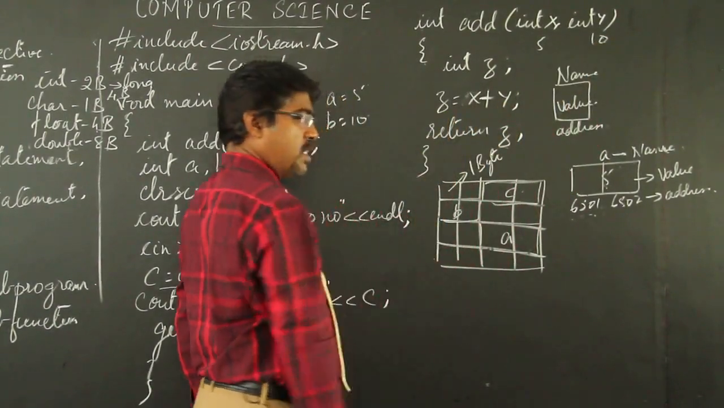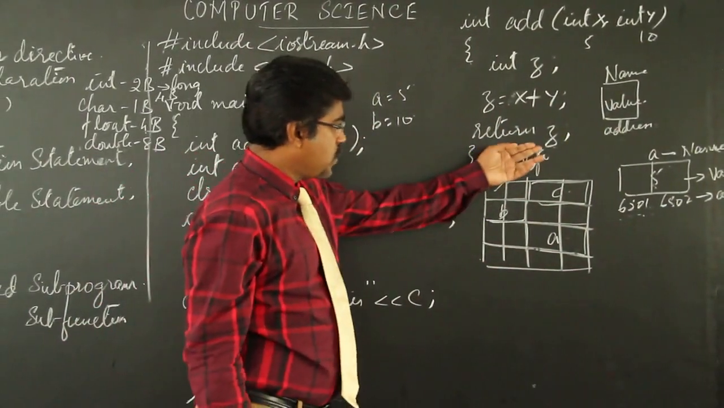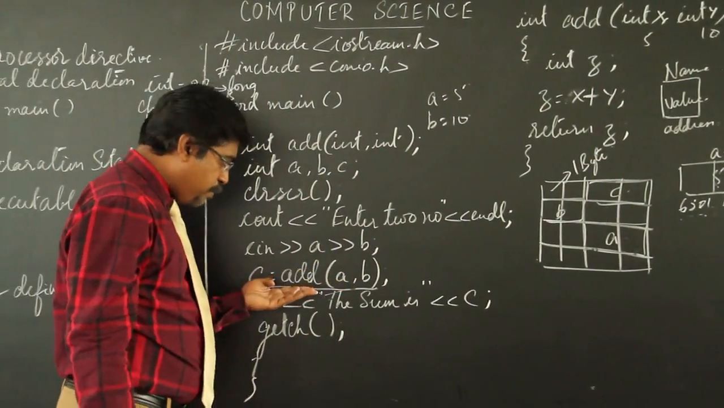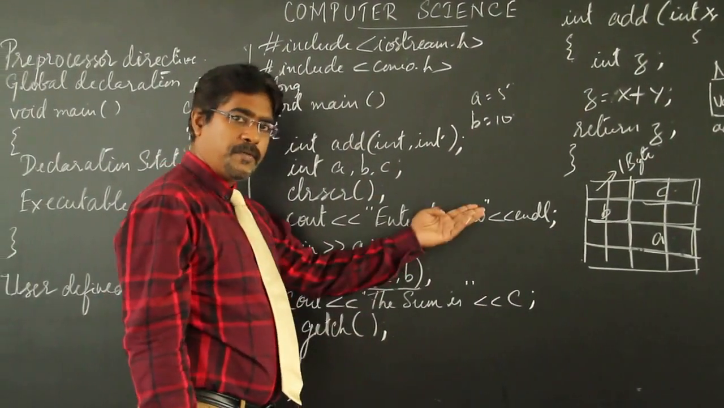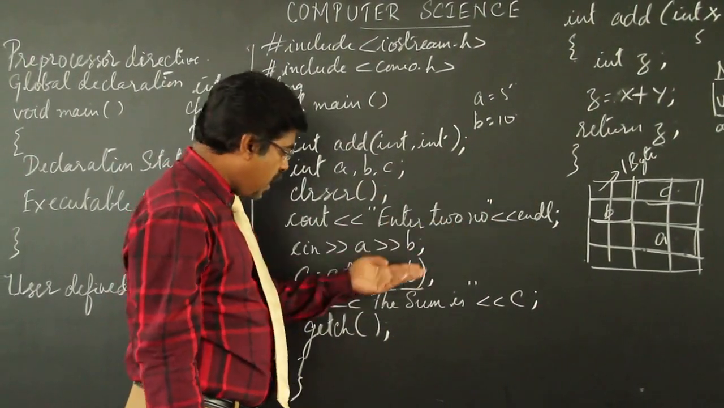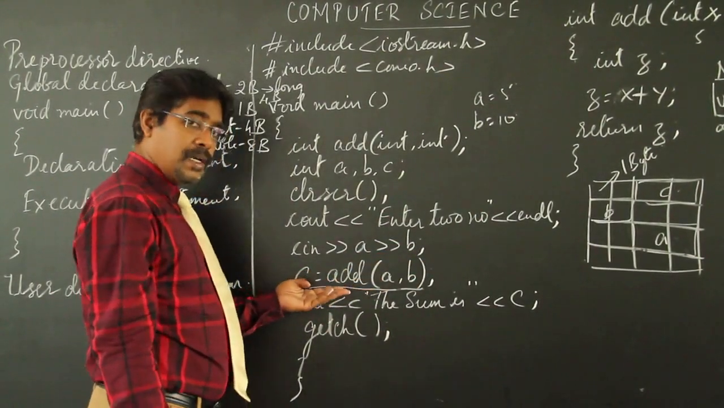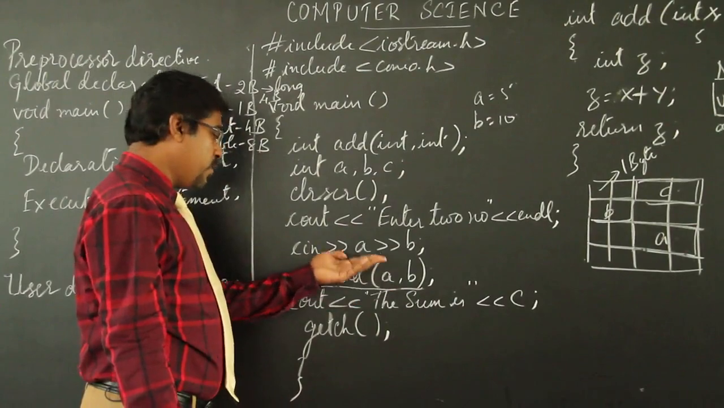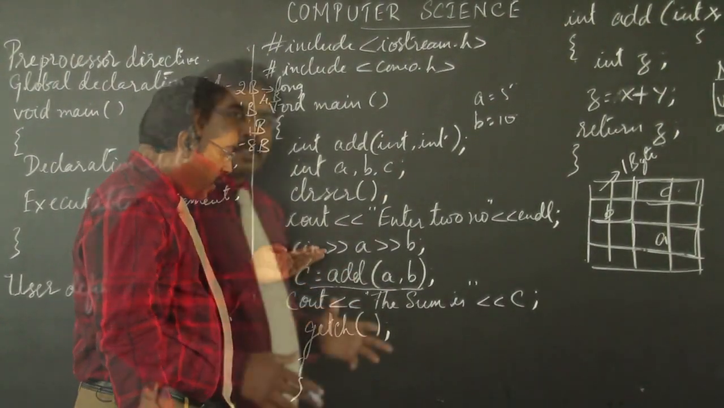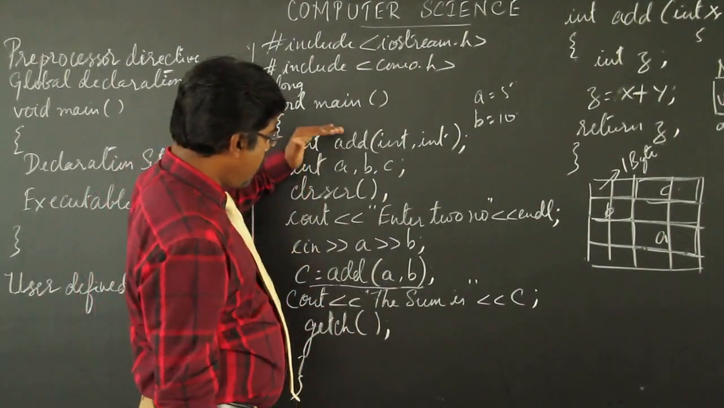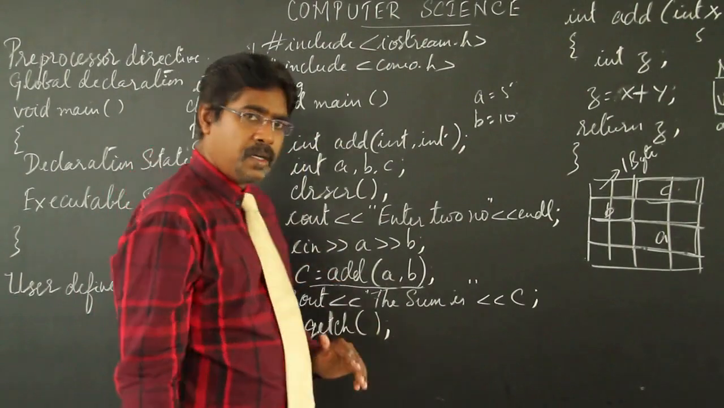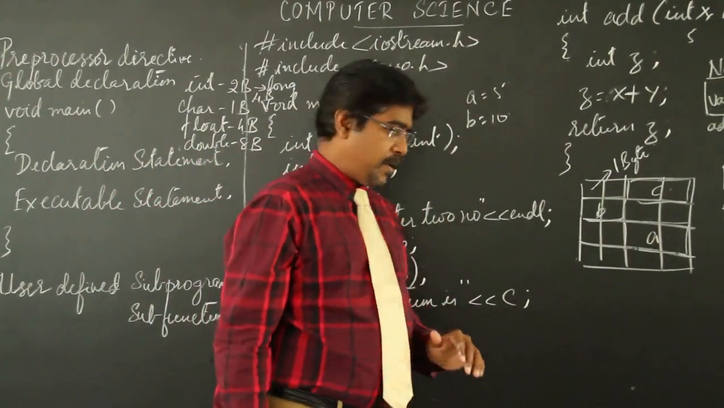The answer for z will be 15, and it is going to return the answer to the same point where it left from the calling to the called. When the control comes back, it comes to the same point where it left, and the value will be assigned to C. So this program is an example based on the structure of a C++ program.